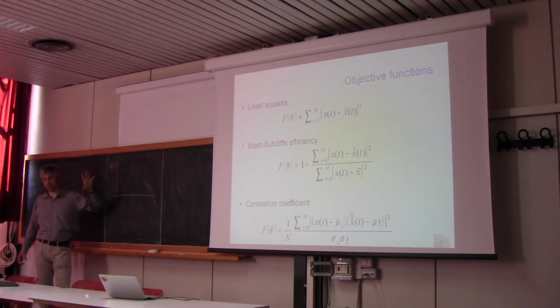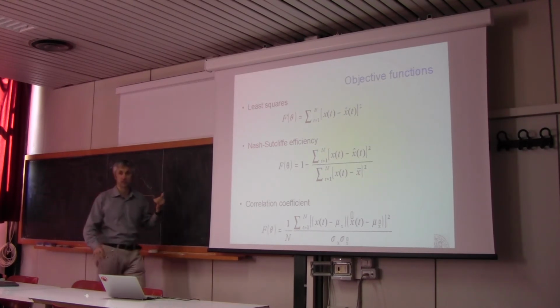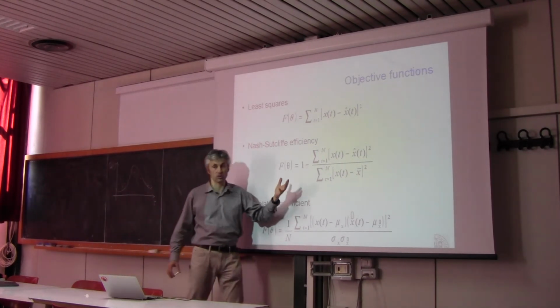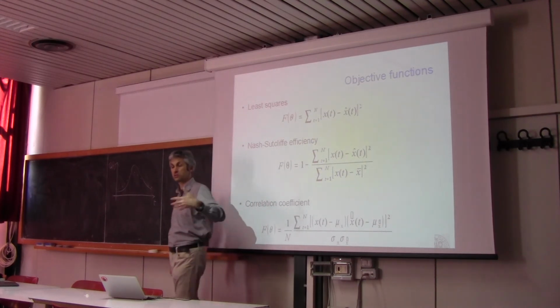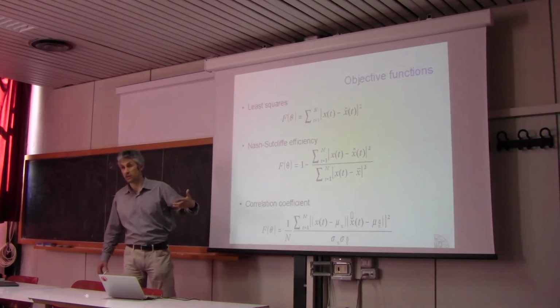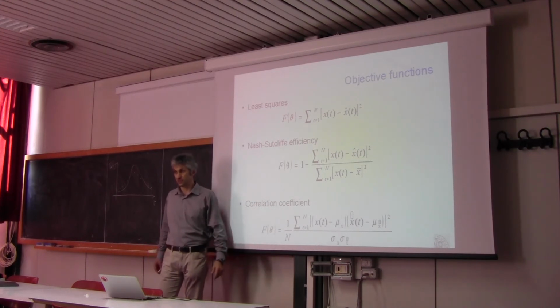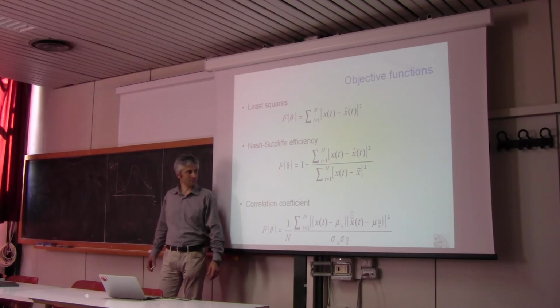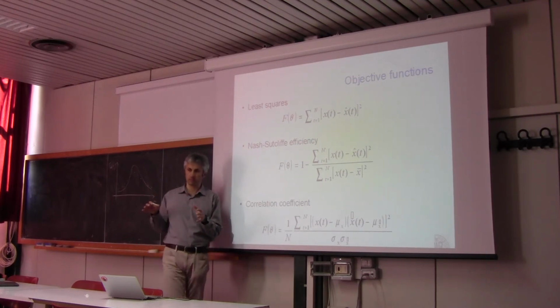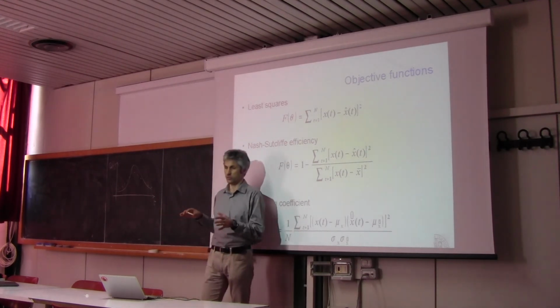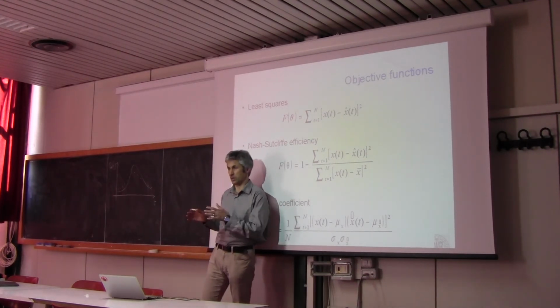So an efficiency of 0 means that your model is useless. On the other hand, if you have an efficiency that is greater than 0, it means that your model improves the prediction, the simple prediction given by the mean value. Is it clear? So basically, we usually say that from a technical point of view, the feasible values for the efficiency are between 0 and 1.